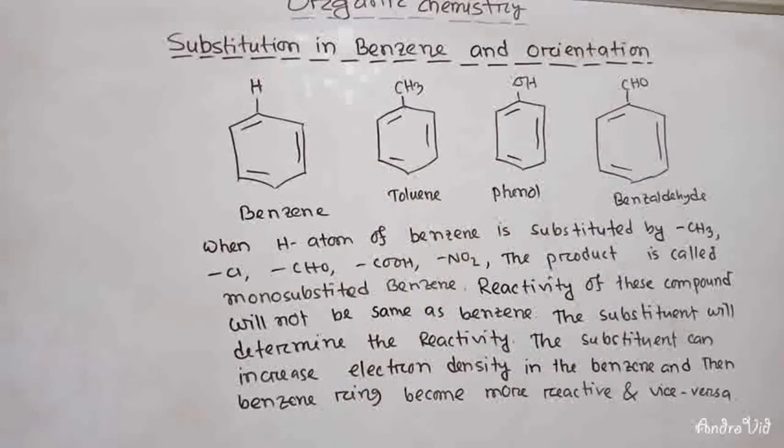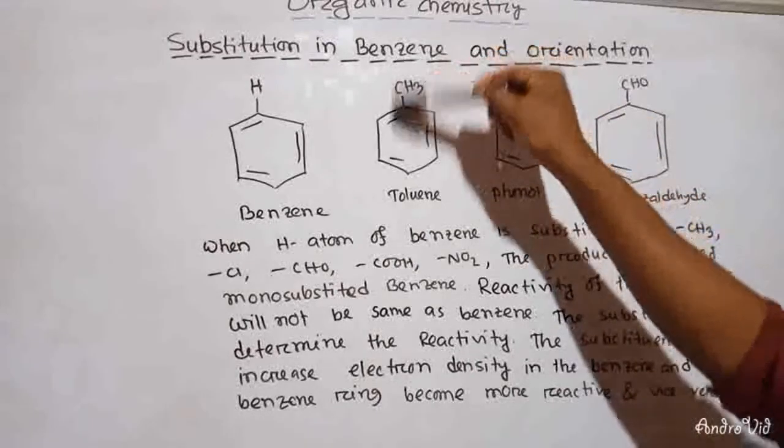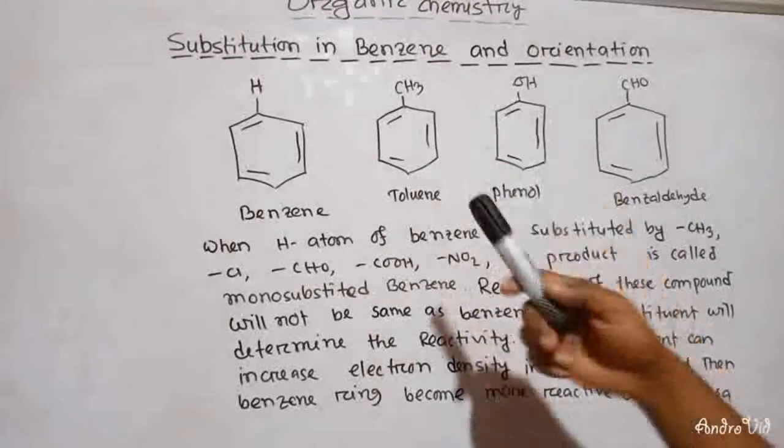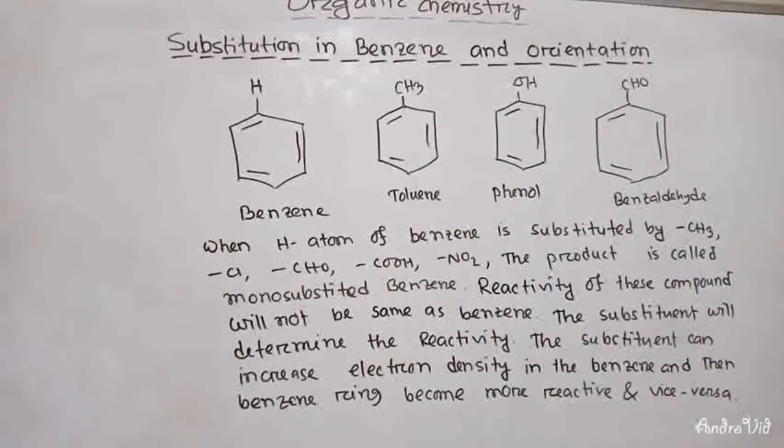Sometimes this type of group can donate electron towards the benzene ring. It can increase the electron density in the benzene ring. If it increases the electron density, then the benzene ring will become activated, and in that case the benzene ring will be more reactive.